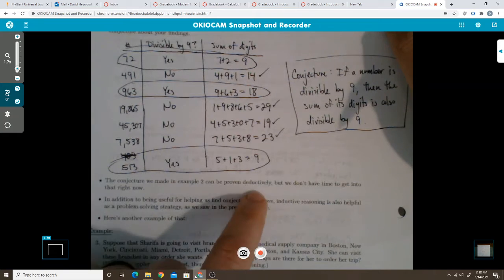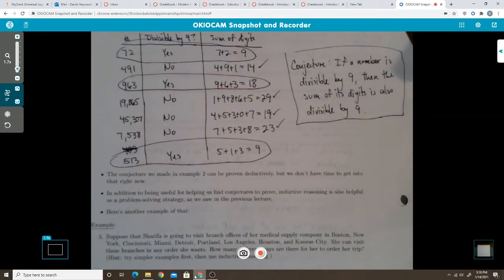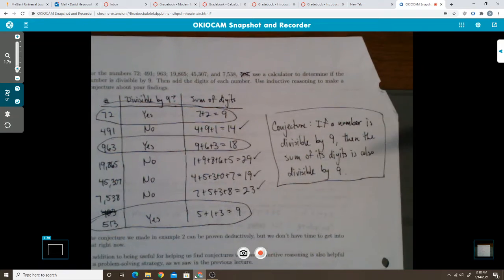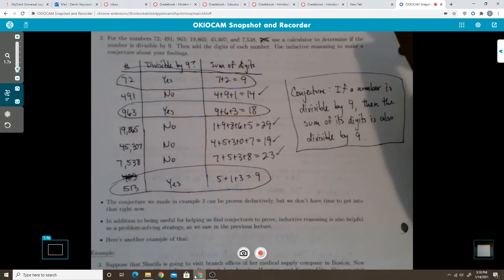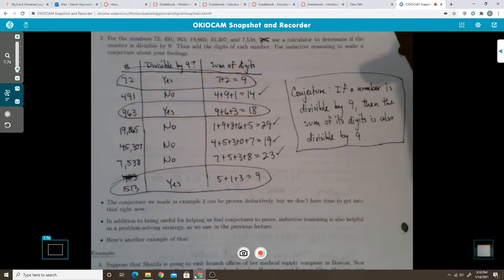And it can be proven deductively, but we don't have time to get into it, so we're not going to do the proof. However, as you can see, inductive reasoning is very useful. It helps us to sort of get our bearings, right, and make sense of the world around us. It helps us to discover things that we think might be true, and then we use deductive reasoning later on in order to verify if they're true.